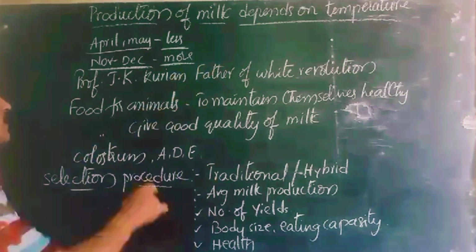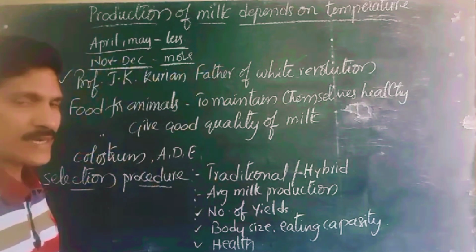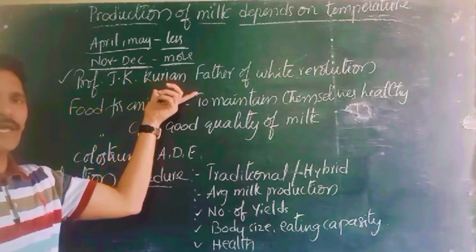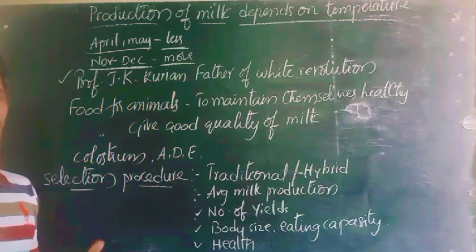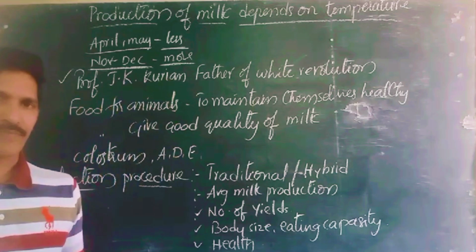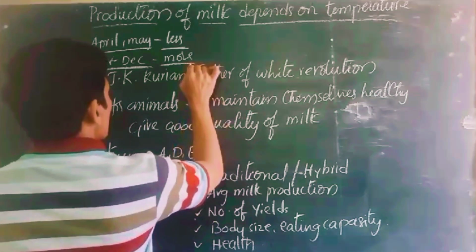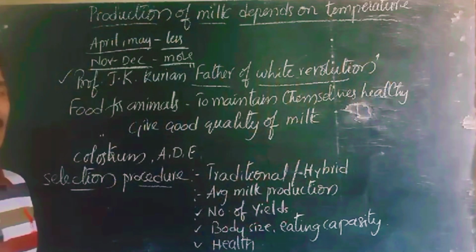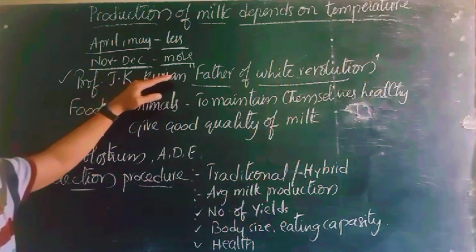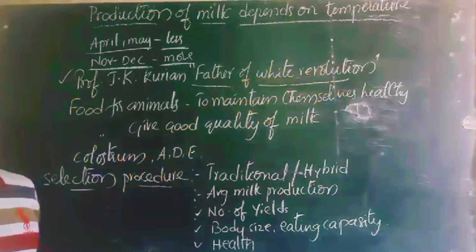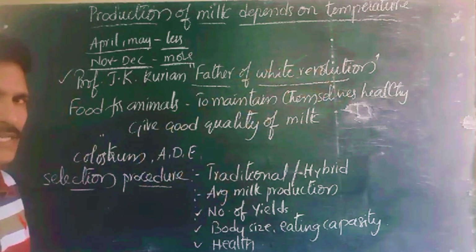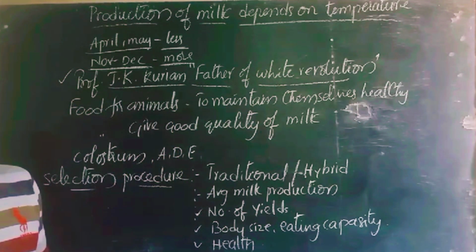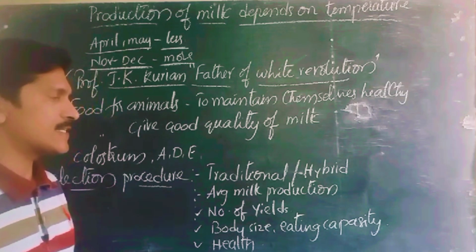Here, the milk production was increased by a person, Professor J.K. Currier. He is the professor who started increasing milk production, so we can consider him, particularly in India, the father of the white revolution. White revolution means increasing milk production. This is also an important bit for competitive examinations.